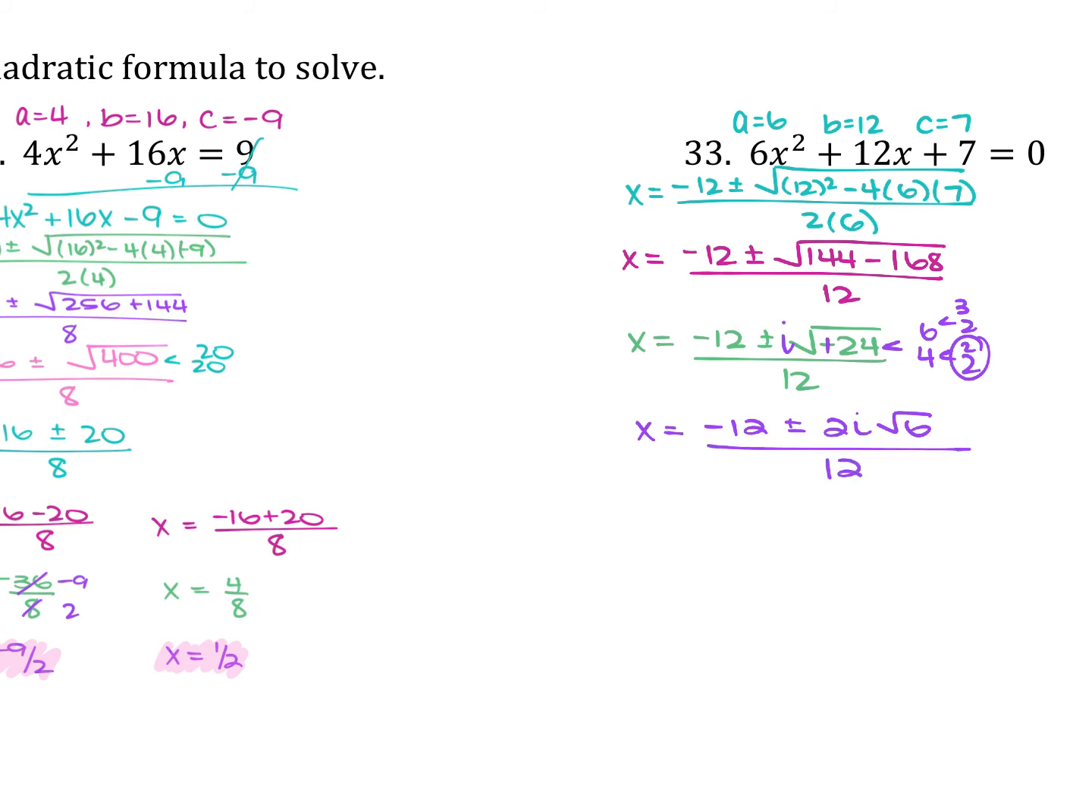Your negative 12, your 2i, and your 12 are all divisible by 2. So that negative 12 becomes negative 6, the 2i just becomes i, and then the 12 becomes positive 6. Remember, what's under the radical does not get touched. So x is equal to negative 6 plus or minus i square root 6 all over 6.